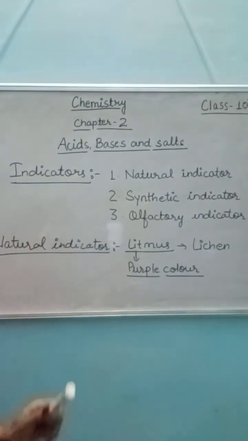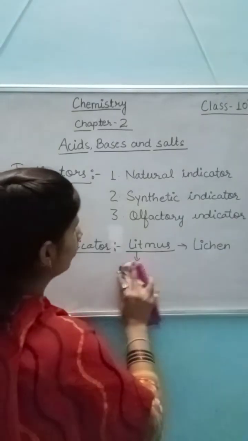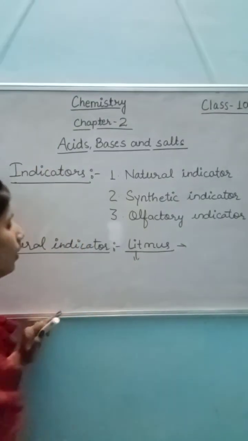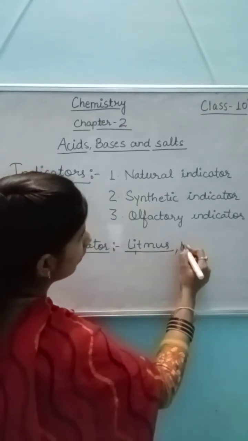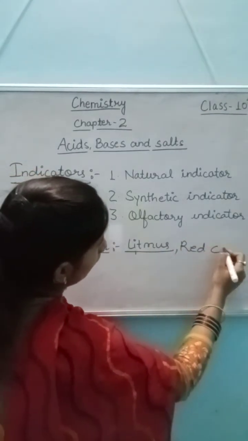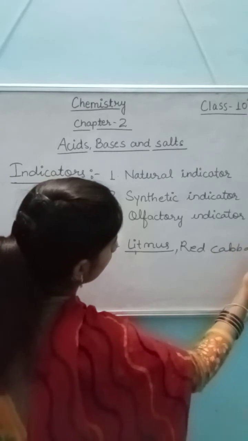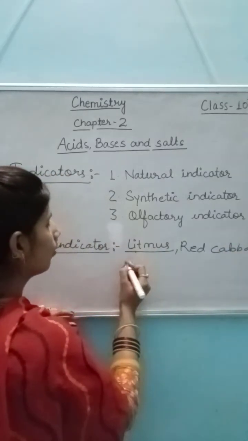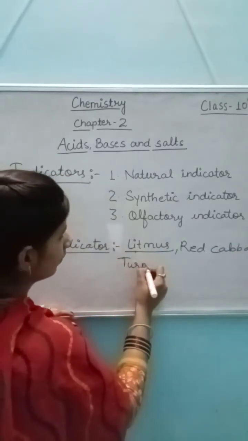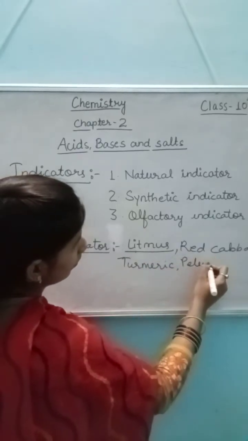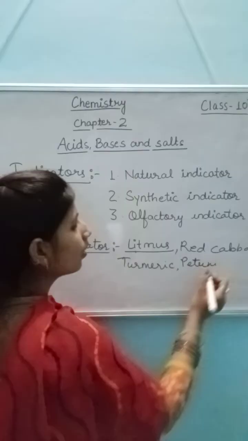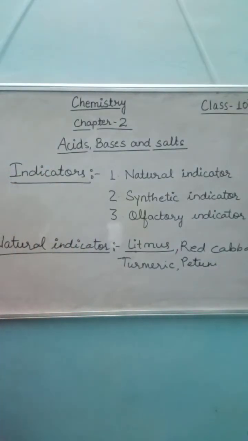Okay students, now see other examples of natural indicators: red cabbage, turmeric, petunia. These are examples of natural indicators.